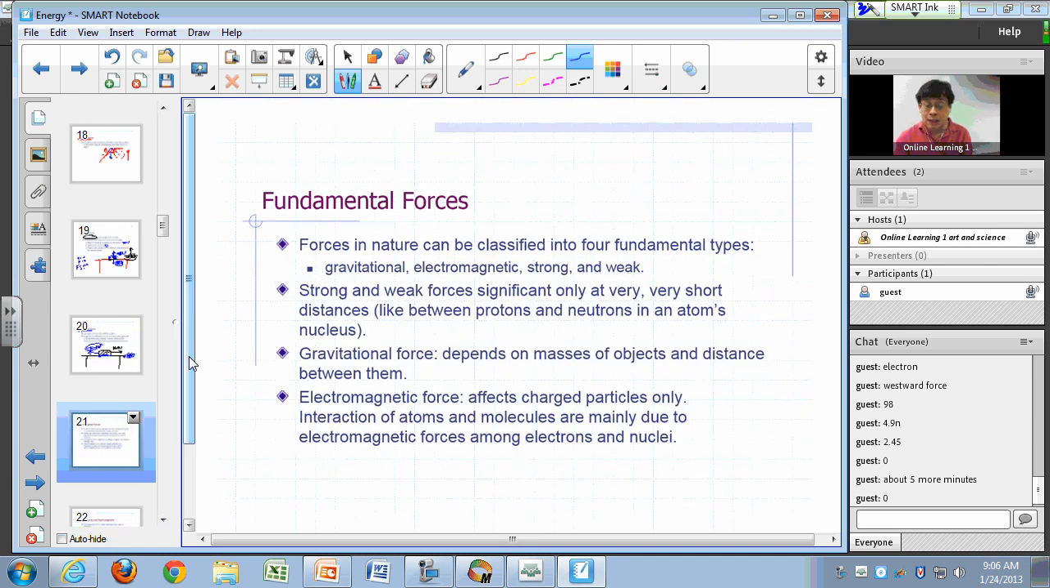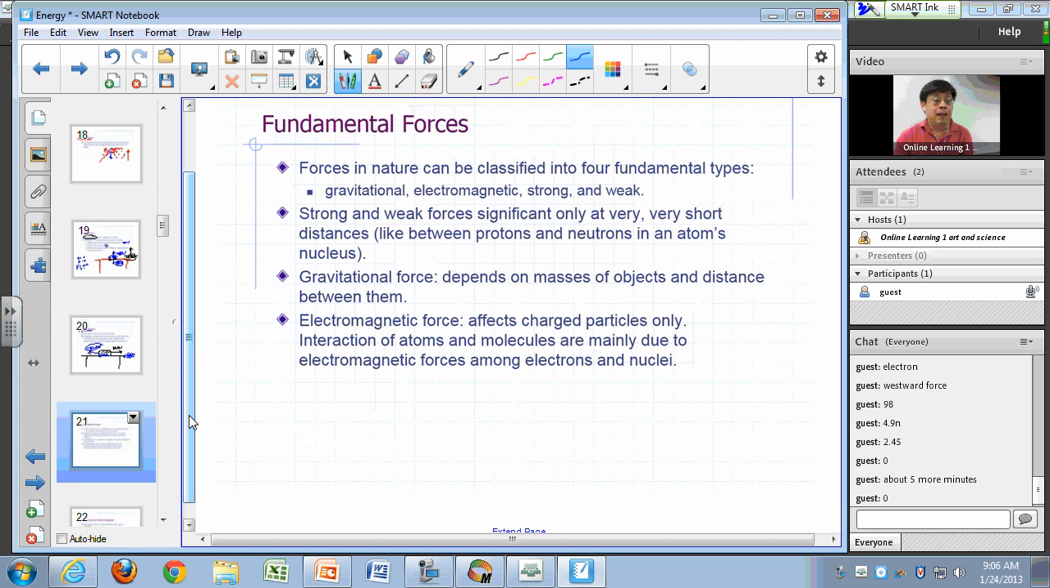Now, the forces in nature can be classified into 4 fundamental types. Gravitational, and that's what causes objects to fall to the earth. That's what causes the force between planets, and it's present between any pair of particles. Electromagnetic, strong and weak. Now, strong and weak forces are only significant at very, very short distances, like between the protons and neutrons in an atom's nucleus. So we're not going to be too concerned about those.